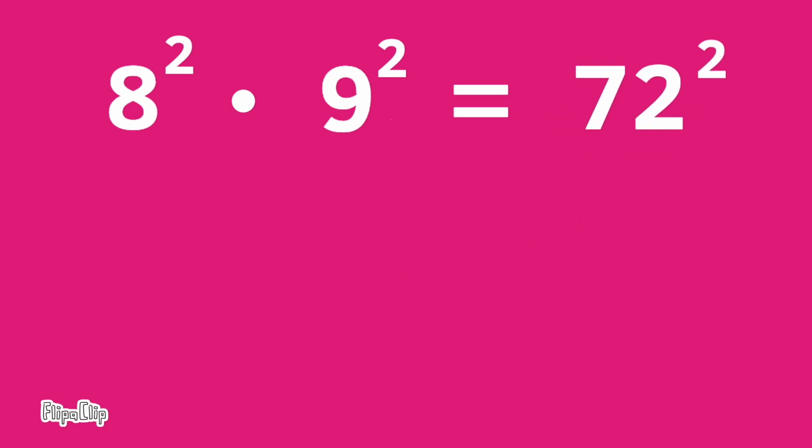So if the bases are different but the exponents are the same, we can multiply the bases and keep the exponent the same. 8 squared times 9 squared equals 72 squared.